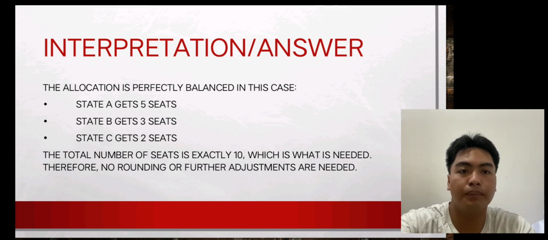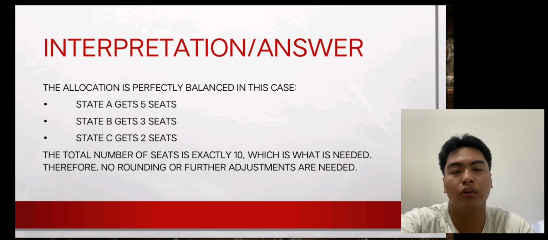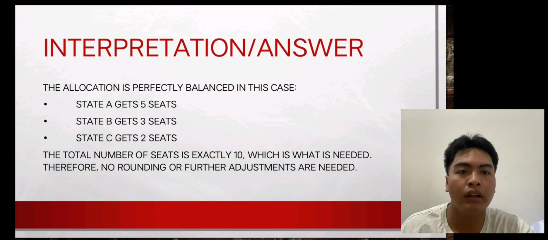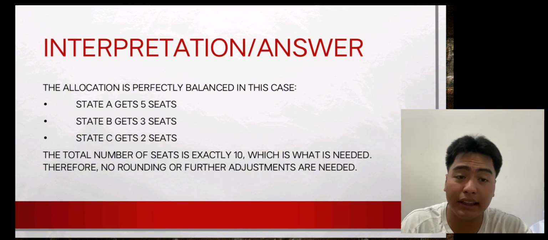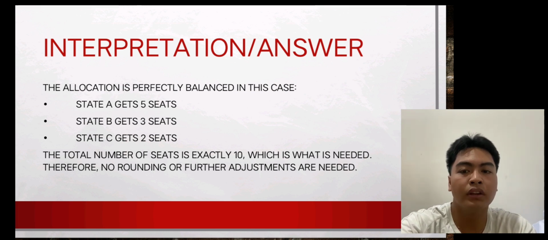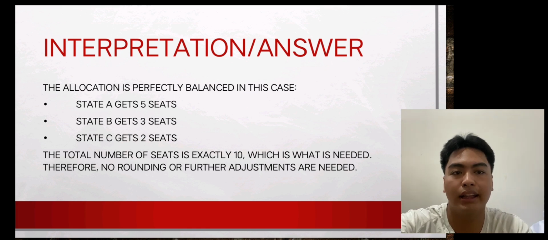This allocation is perfectly balanced. So in this case, State A gets 5 seats, while State B gets 3 seats. And lastly, State C only gets 2 seats. So the total number of seats is exactly 10, which is what is needed. Therefore, no rounding or further adjustments are needed.